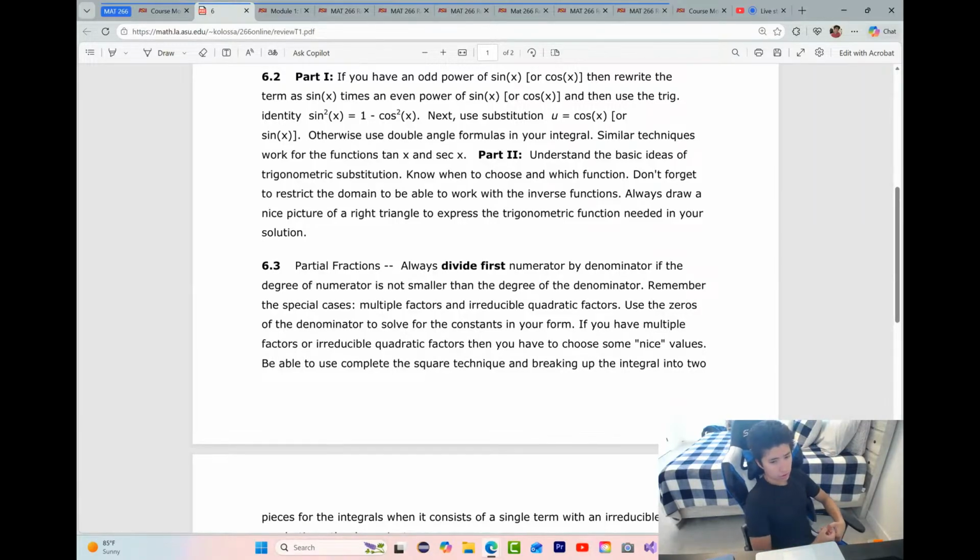Otherwise, use double angle formulas in your integral. Similar techniques work for the functions tangent of x and secant of x. Part 2. Understand the basic ideas of trigonometric substitution. Know when to choose and which function.